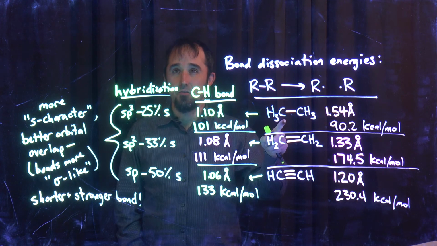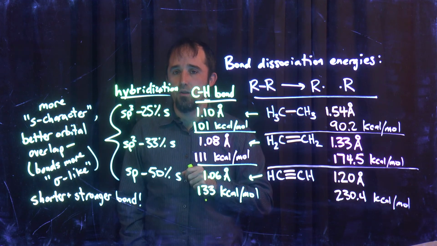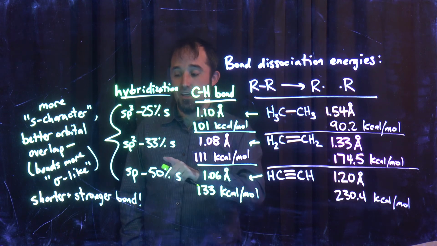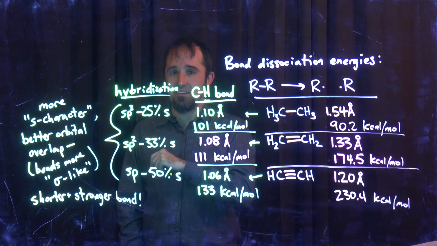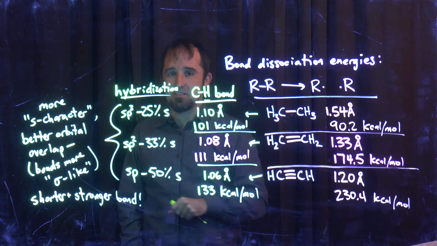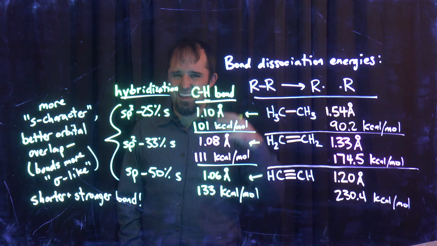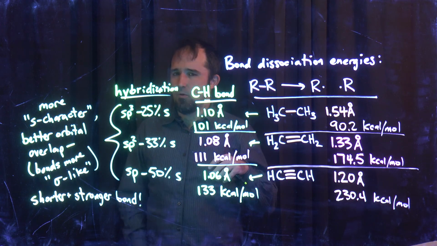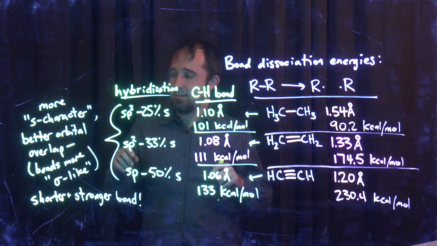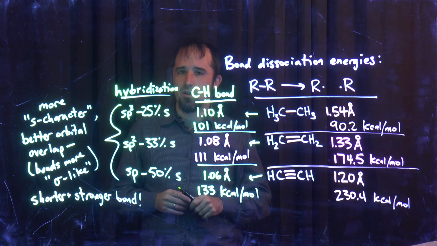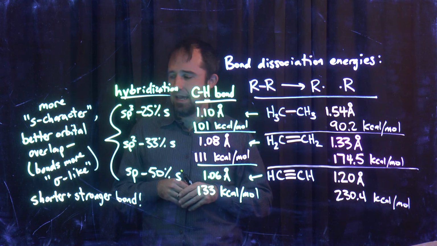sp3 carbon. I used one s and 3 p orbitals to make an sp3 orbital. And so really that sp3 orbital is about 25% s and 75% p. That's just math. Here, sp2, 1/3 of it is s, 2/3 of it is p. And an sp orbital is 50% s, 50% p. Well, we can think about s character, right? So the more s character, the more s-like the orbital is, the better the orbital overlap in the bonds it's going to have.